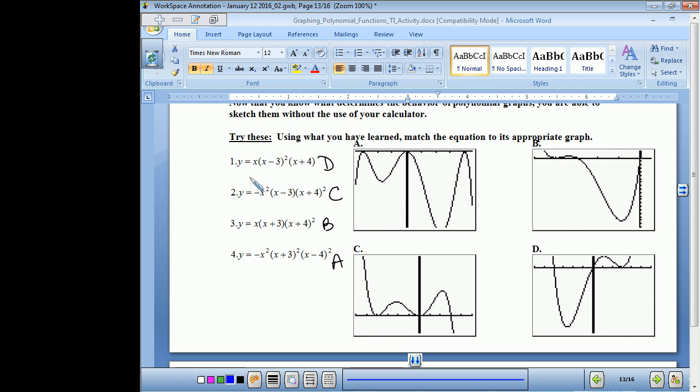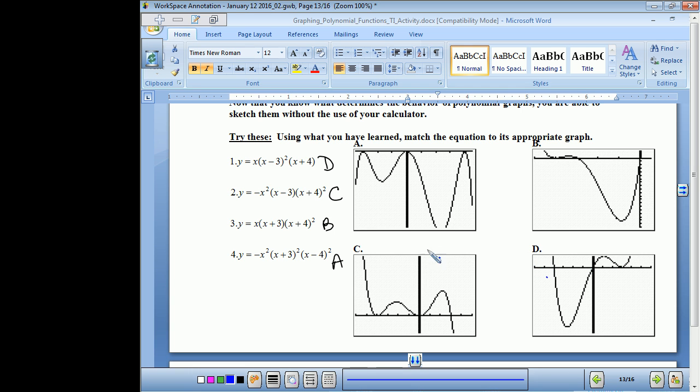All right, so if we look at this one, the degree of the function is 4, and it's positive. So since it's positive and even, we know the ends are going to do the same thing. So we could cancel out C. We know it can't be C. We know the zeros are at 0, 3, and -4. So we need one at 0, 3, and -4. Sorry. It's got to be D.